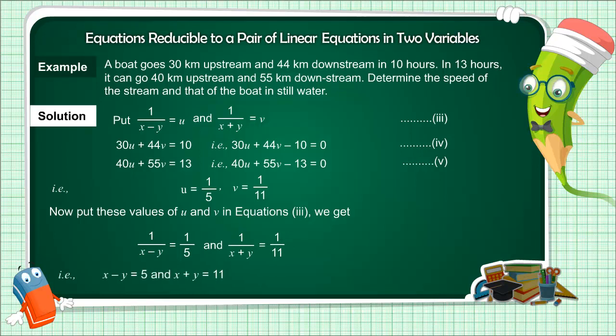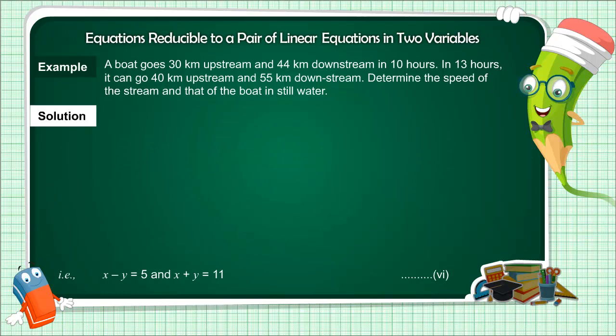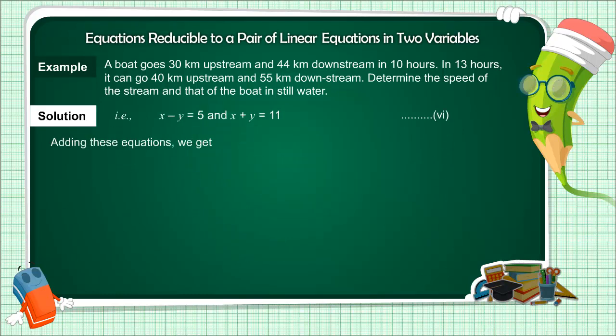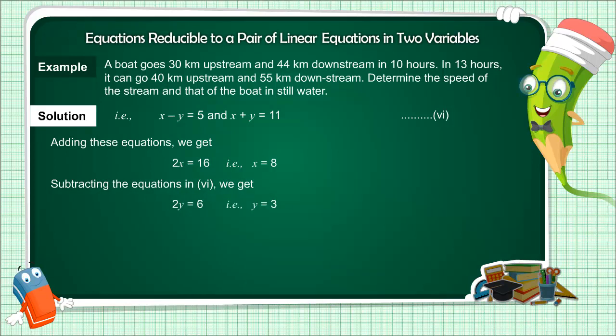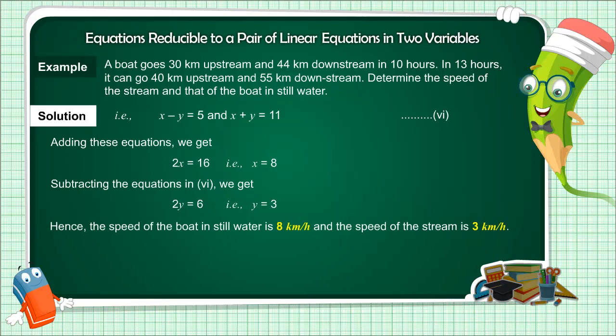That is x minus y equals 5 and x plus y equals 11. This will be our sixth equation. Adding these equations, we get 2x equals 16. That is x equals 8. Subtracting the equations in 6, we get 2y equals 6. That is y equals 3. Hence, the speed of the boat in still water is 8 km per hour and the speed of the stream is 3 km per hour.